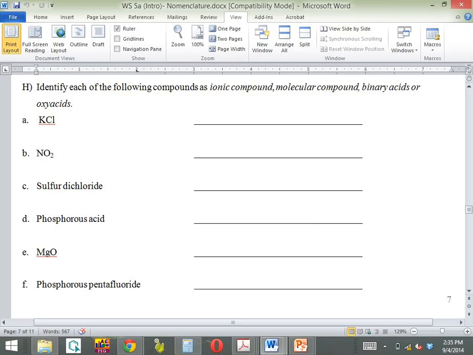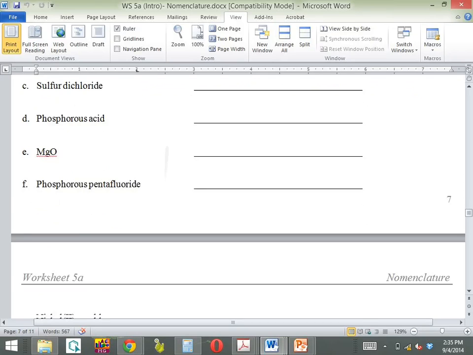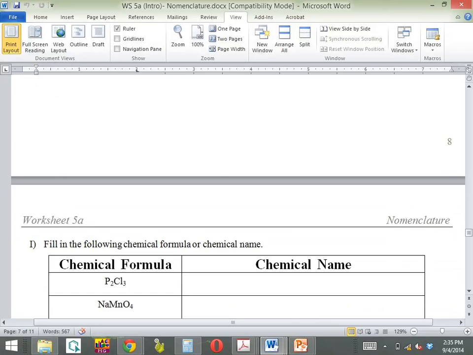Oxyacids have hydrogen in them. I'm sorry, all acids have hydrogen. We tell it's an acid because it starts with H. Oxyacids have oxygen also. The binary acids do not have oxygen. And that goes on for a while there.